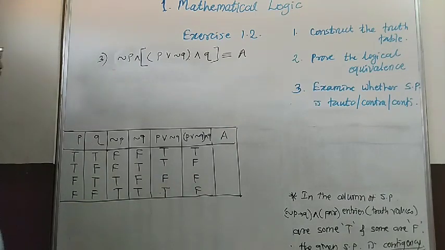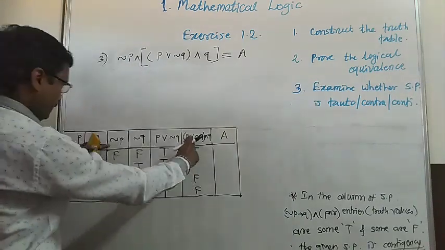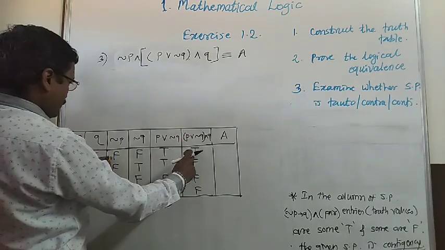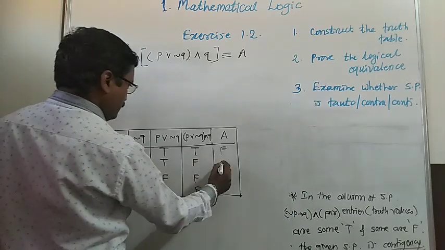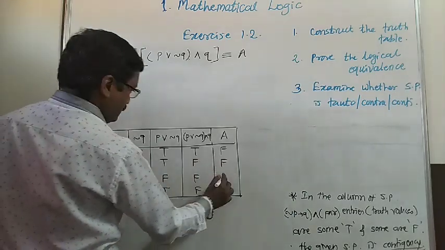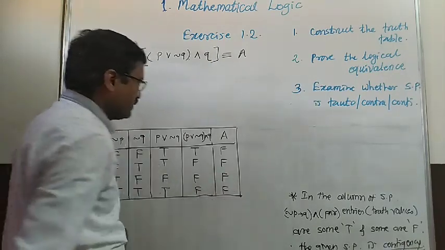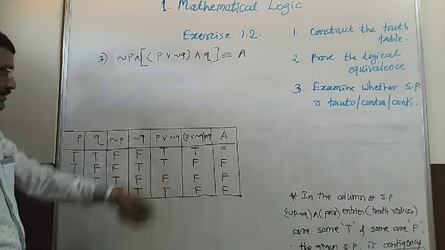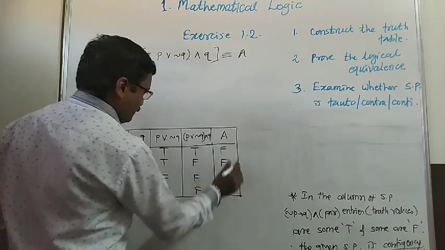Now last column, which is of the conjunction of negation P and this column. Negation P is here, and we have to take the conjunction of these two. Here is one F, so F. Both F, so F. One F, so F, and last one is one F. So in the truth table of this statement pattern, if you observe, the last column contains all F.